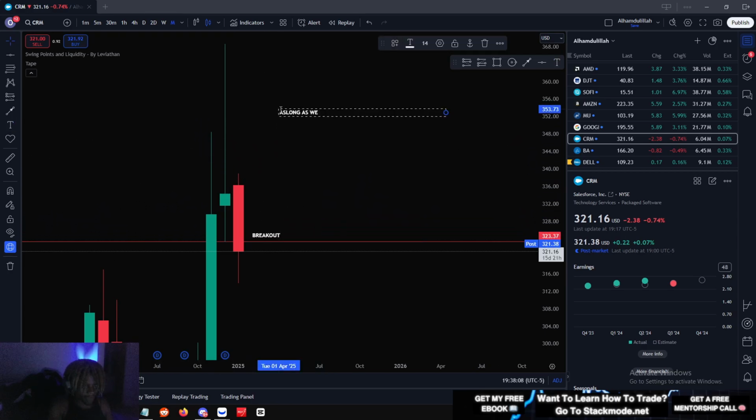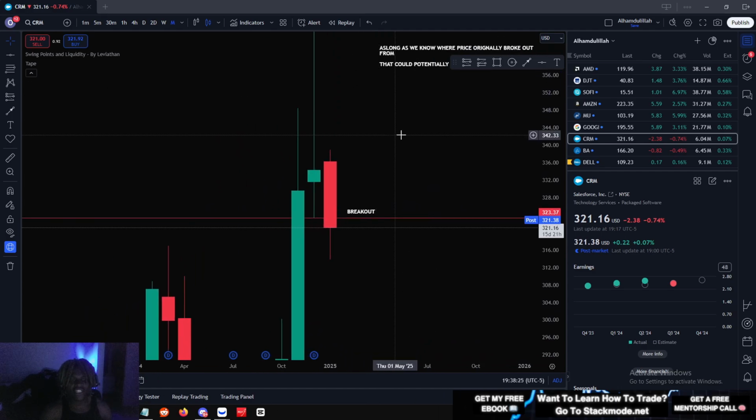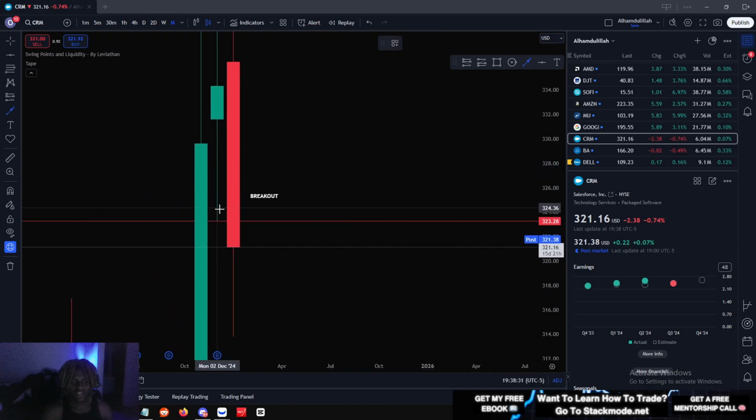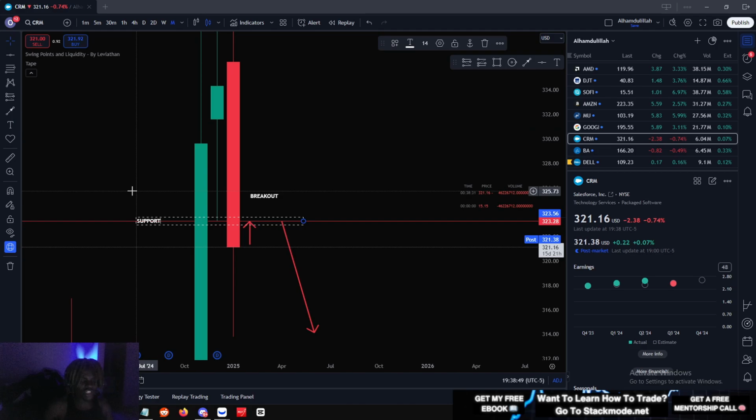As long as we know where price originally broke out from, that could potentially be our entry. So there's a very high chance, I don't know if it happened or not already, that price, even though it dipped, tried to come up here, and then price is going to try and fall back down. And it might not be this support, but just look for supports.